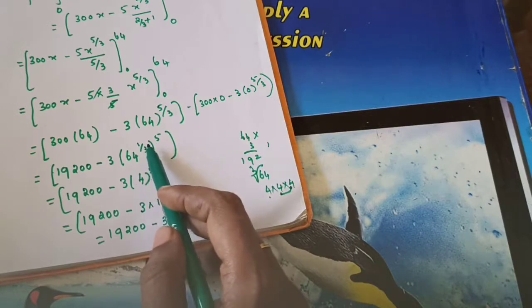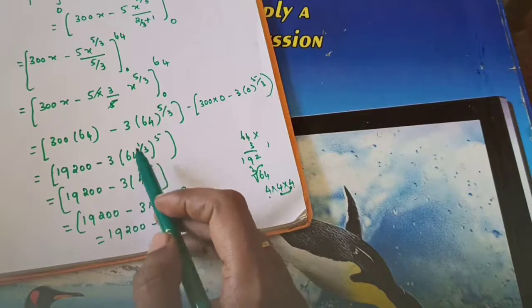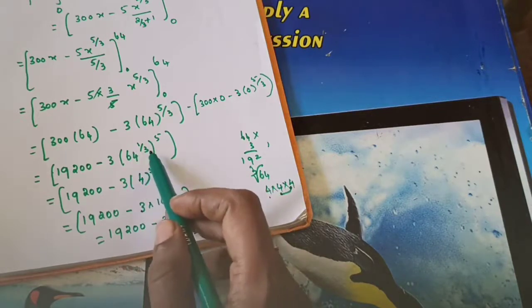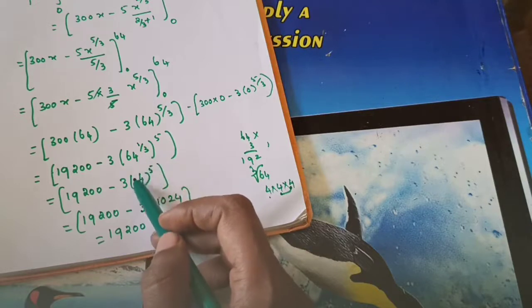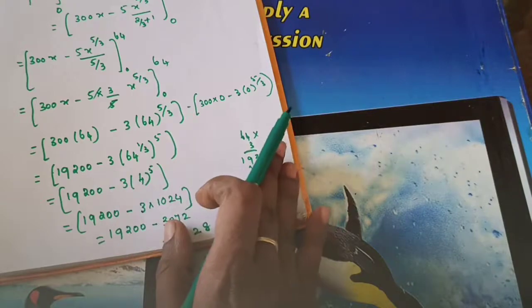So the only thing is here 5 by 3. So how I split it? 1 by 3 the whole power 5. Okay, if you multiply, you will get 5 by 3. So cube root of 64. So 4 into 4 into 4, that is 64. Okay. So the cube root of 64 is 4. So 4 power 5. Just you multiply and we can simplify.